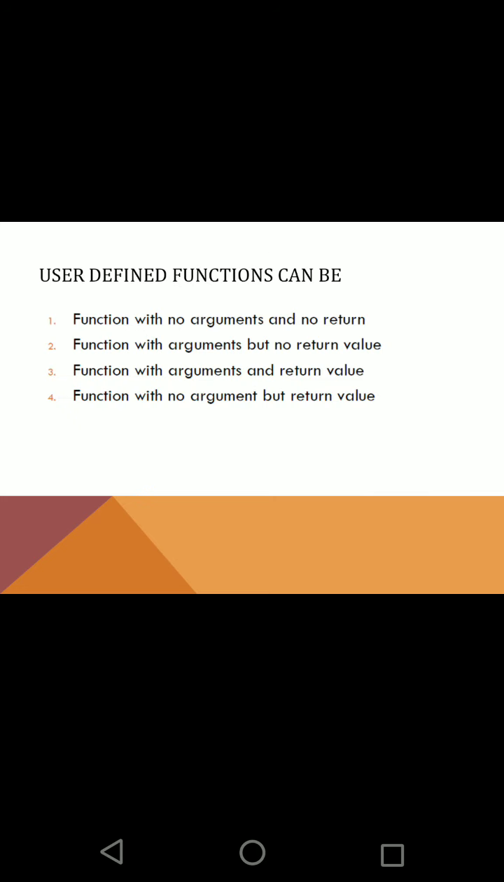So user defined functions can be of four types: functions with no arguments and no return, functions with arguments but no return value, functions with arguments and return value, and functions with no argument but return value. We can see them one by one.